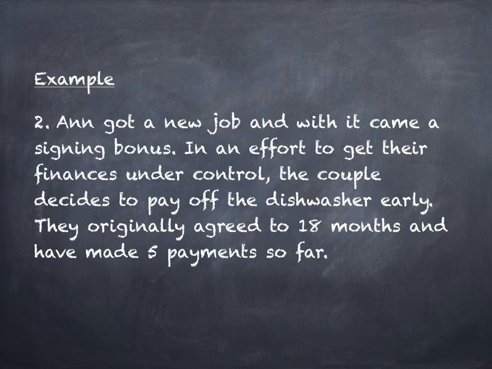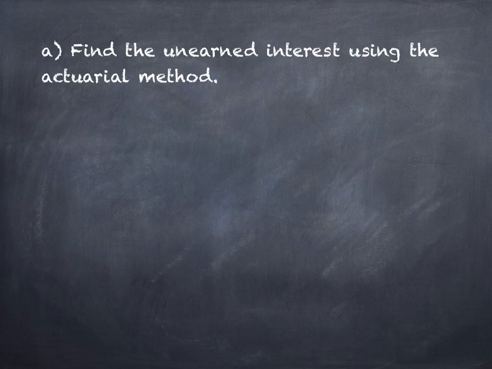Ann got a new job, and with it came a signing bonus. There are jobs like that, you know. And in an effort to get their finances under control, because I think they need to. I'm seeing some nods. Yes, it sounds like a probably good plan. In an effort to get their finances under control, the couple decides to pay off the dishwasher early. That's a good plan. They originally agreed to 18 months. They've made 5 payments so far. Everybody make sense of that so far? They've made 5 payments. They're about to make payment number 6 within this month, right? And then they're going to be done with it. 13 monthly payments? Right, we're going to figure out those pieces here in a minute.